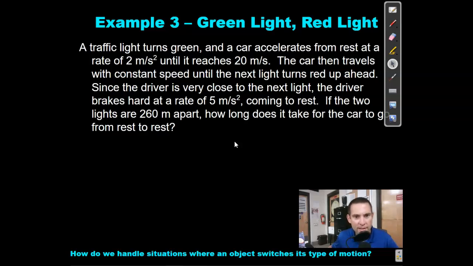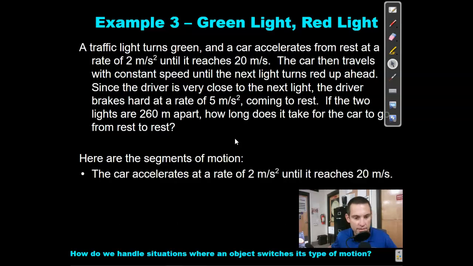And then our last example problem is going to be this. A traffic light turns green and a car accelerates from rest at a rate of 2 meters per second squared until it reaches 20 meters per second. The car then travels with a constant speed until the next light turns red up ahead. Since the driver is very close to the next light, the driver brakes hard at a rate of 5 meters per second squared, coming to a rest. If the two lights are 260 meters apart, how long does it take for the car to go from rest to rest? All right, segments involved with this big long paragraph.